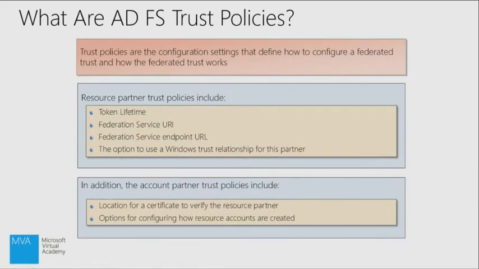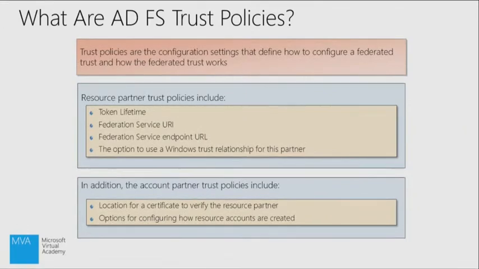Trust policies are the config settings that define how to configure a federated trust and how the federated trust works. Resource partner trust policies include token lifetime, how long the tokens I'm going to get are good for, Federation service URIs and endpoint URLs. Again, these servers have to know about each other. My account's Federation services and the resource organization's Federation services have to be aware of each other. And the option to use a Windows trust relationship for this partner if one exists.